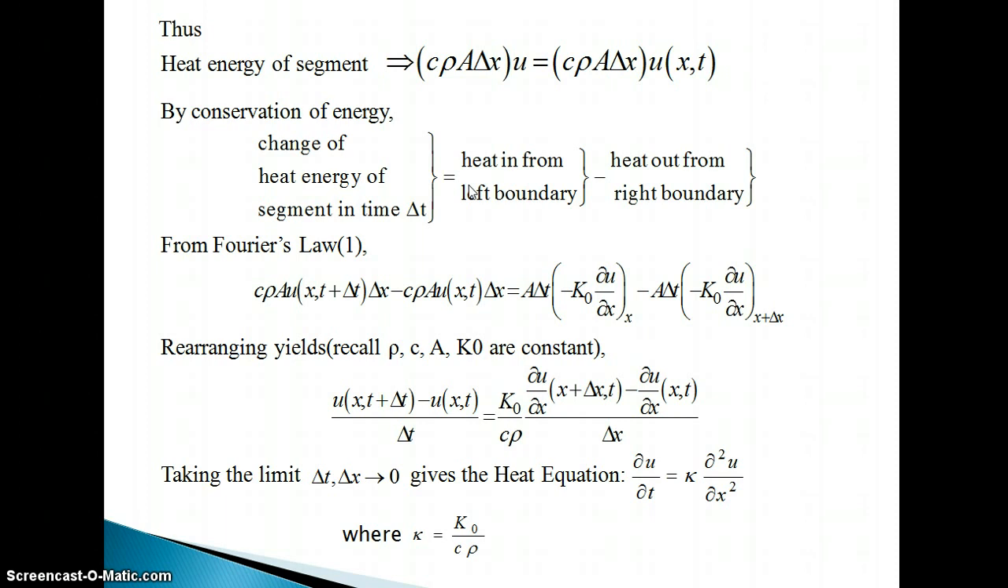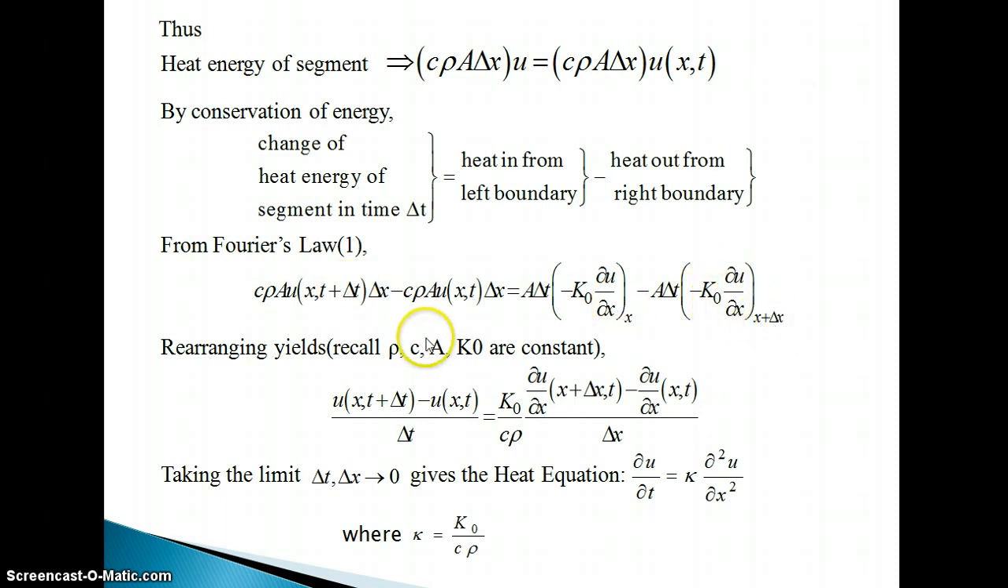So then, following Fourier's law, the change of heat energy of a segment is given by rho c A times u of x comma t plus delta t times delta x, minus rho c A times u of x comma t times delta x. This is varying with respect to time, and is equal to the right hand side: heat in from the left boundary, by Fourier's law, is A times delta t times minus k naught dou u by dou x at x, minus the heat out from the right boundary of this small slice, which is minus A times delta t times minus k naught times dou u by dou x at x plus delta x.